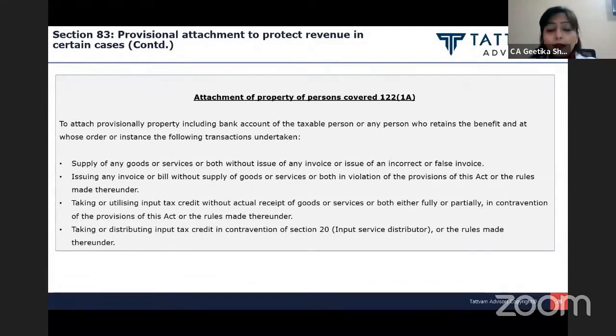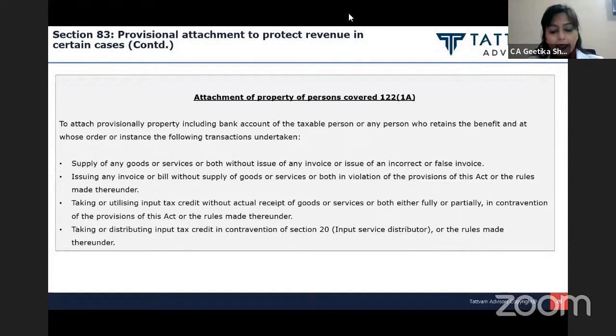Again, why was this kind of an amendment required? What was happening was that, ever since GST has come, a lot of shell companies and fake invoice companies have cropped up. So if the person who is actually doing the transaction is not in the picture, there could be a third person who is a mastermind, who is guiding and asking the person to do all these types of transactions.